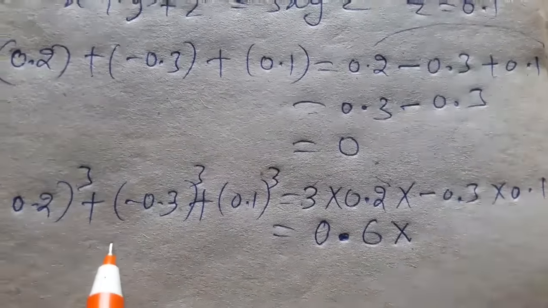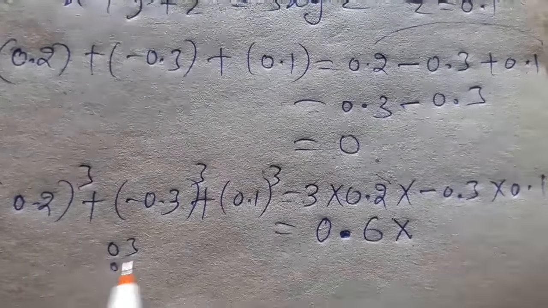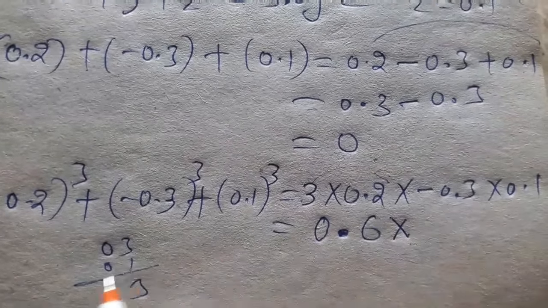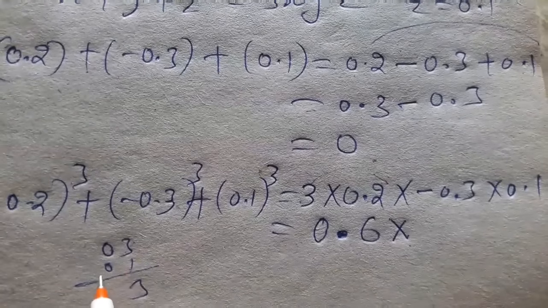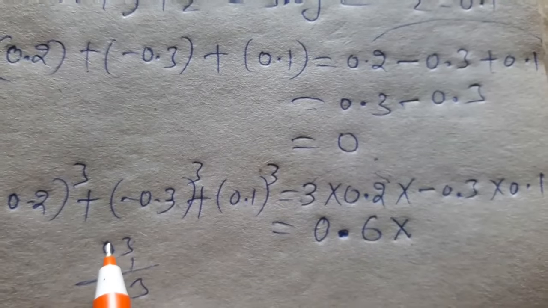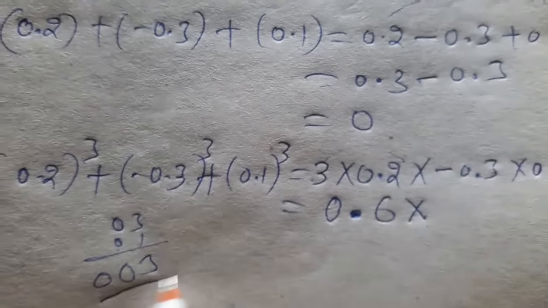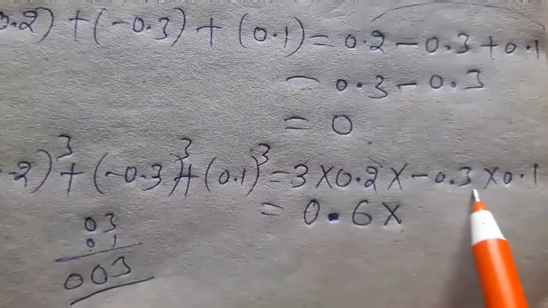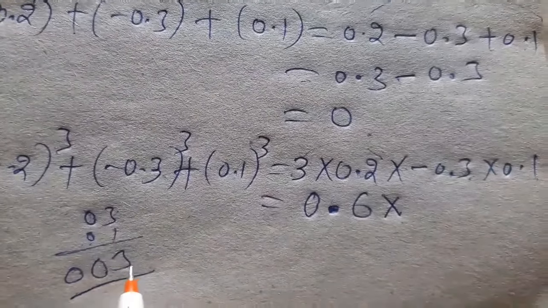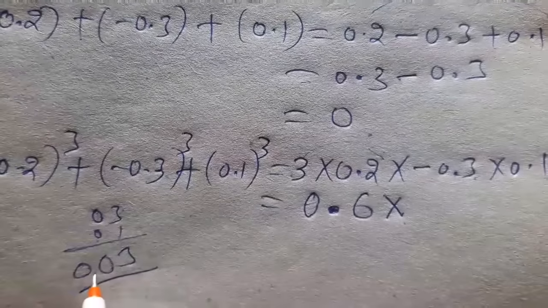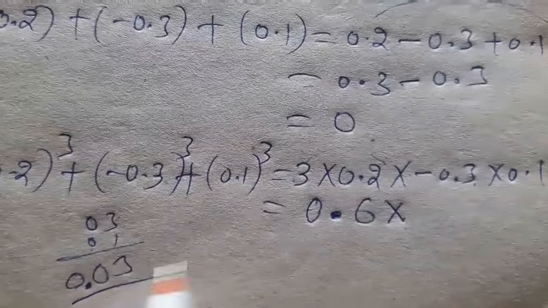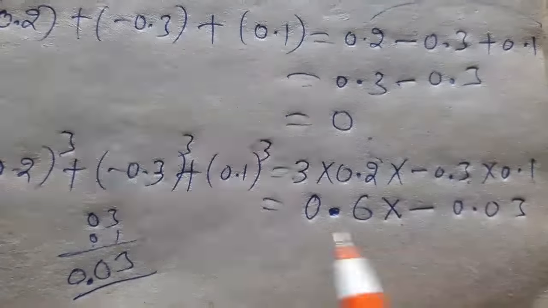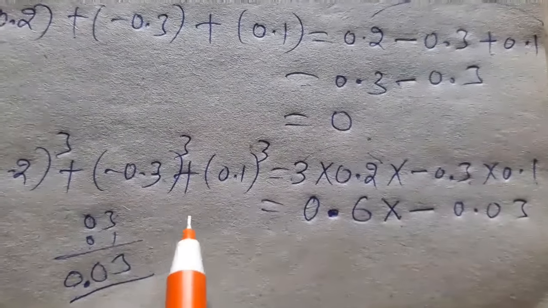So see here, take 0.3 and 0.1, so 3 ones are 3, isn't it? After the decimal point, 3 into 0, 1 into 0 becomes 0 and 0 into 0 becomes 0. This is what we got here from the multiplication. So after the decimal point, how many digits are there? 1, 2. After the decimal point, two digits are compulsory, that means minus, this is 0.03. Now multiply these two.